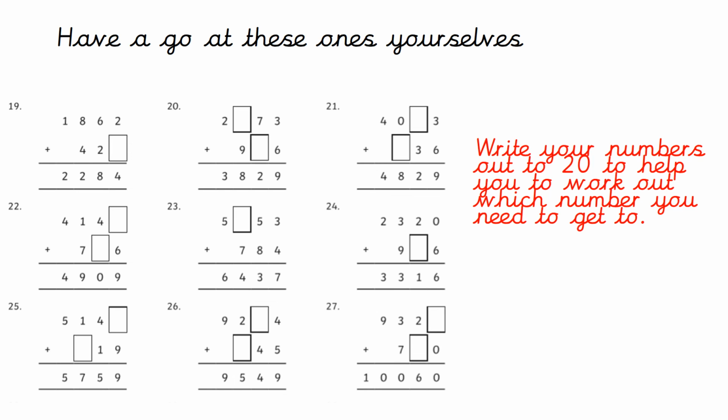Okay, can you have a go at these ones then, please, for me now? So you've got 9 questions to do. Pause the video. Write your numbers out to 20 to help you to work out which number you need to get to. Okay, so you can use your number line and have a go. We'll come back in a few minutes and we can check the answers. Good luck.